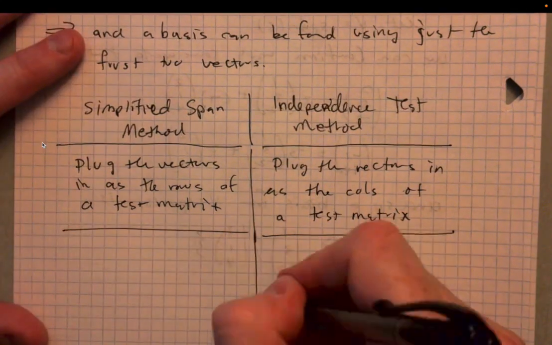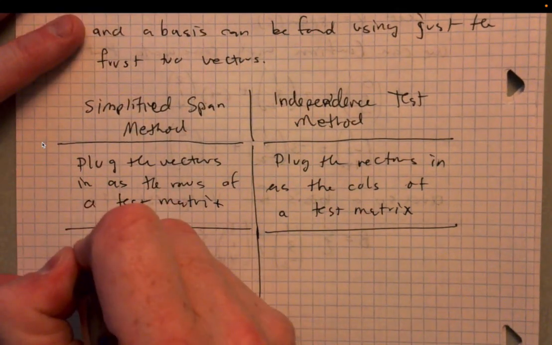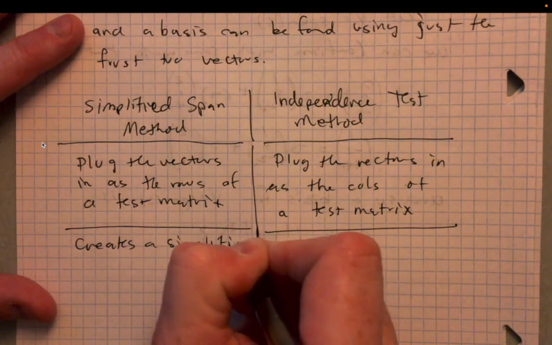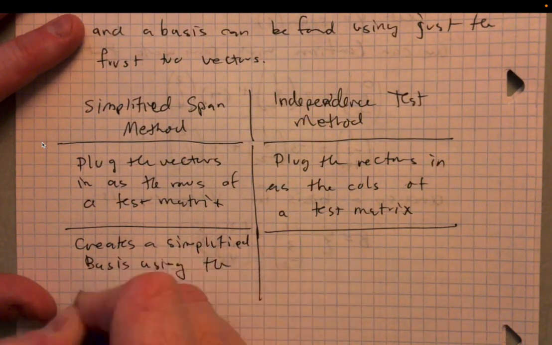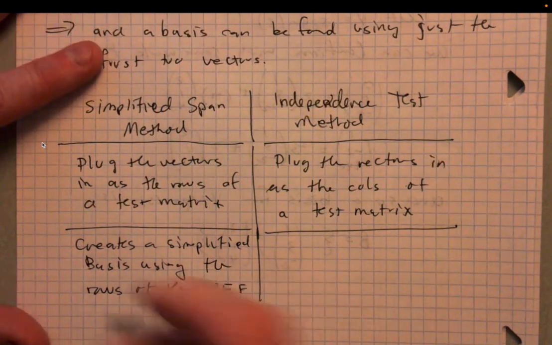Okay. Now what does this tell us? What does the simplified span method tell us when we plug in the vectors as the rows of the matrix? Well, it tells us that the rows that remain non-zero in the final matrix, the row reduced echelon form matrix, are going to be your simplified basis. So it creates a simplified basis using the rows of the RREF matrix.